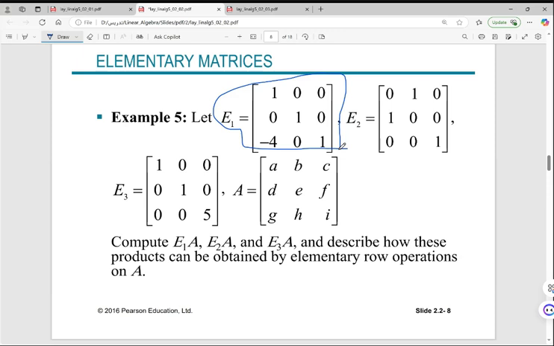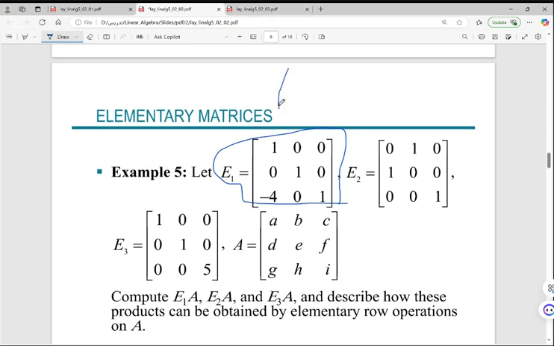It is elementary because it is obtained by applying a row operation on the identity matrix. What is exactly that row operation? We can multiply the first row by 4, then add it with the third one. So that means our row 3 is equal to 4 row 1 plus row 3. So we'll get the identity matrix.